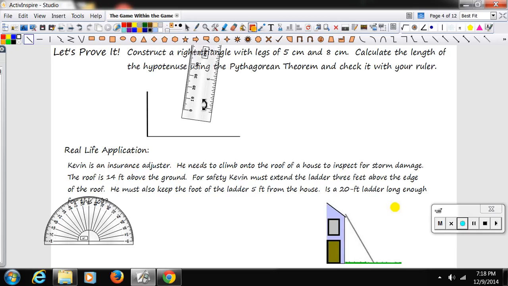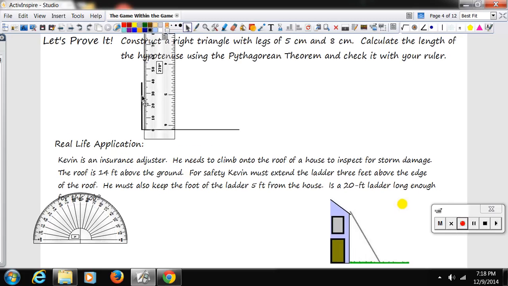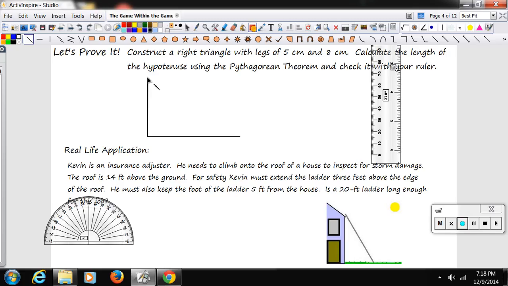So you take the ruler and I'm going to put it on 0. And then I'm going to measure it to 5 centimeters. Okay, so right there. So now I've got one leg that's 8 centimeters long and one leg that's 5 centimeters. And then I'm going to take my ruler and connect the two endpoints and make a triangle.